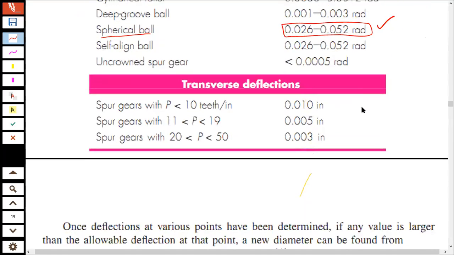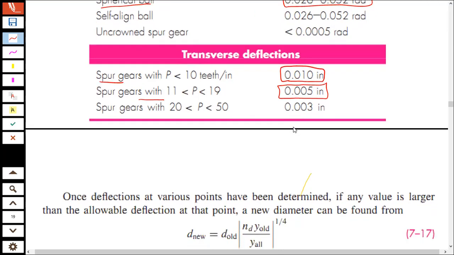Now, again for a sample of the transverse deflection for a spur gear with P less than 10 teeth per inch, you should not have a deflection more than 0.01 inches. Similarly, for a spur gear with P between 11 and 19, your deflection cannot go beyond 0.005 inches at that location. Okay? So what do we do?